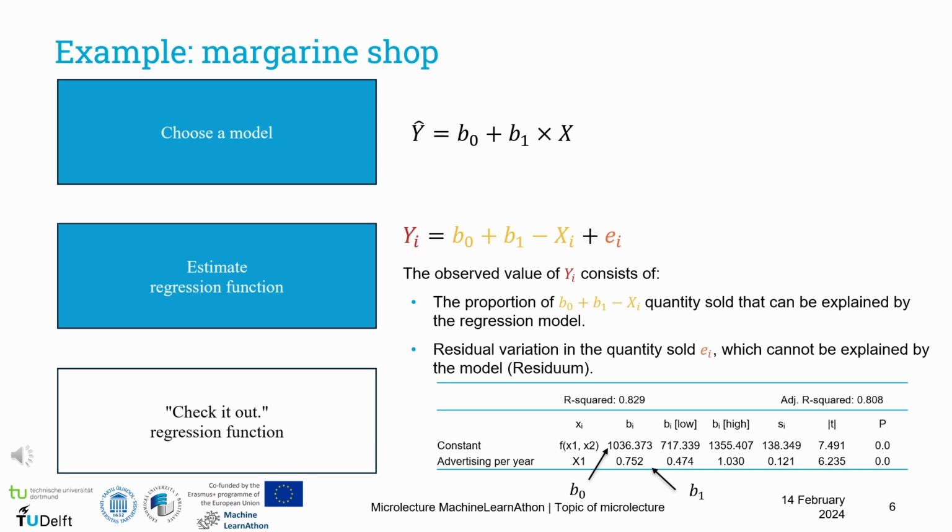Looking at the regression output, we see that the coefficient for advertising, b1, is approximately 0.75. This means that for each additional unit of advertising, the quantity sold increases by 0.75 units. The R-squared value is 0.82, indicating that the model explains about 82% of the variability in sales. This suggests a strong relationship between advertising and sales.